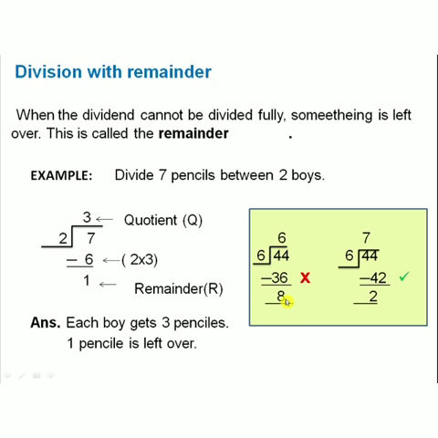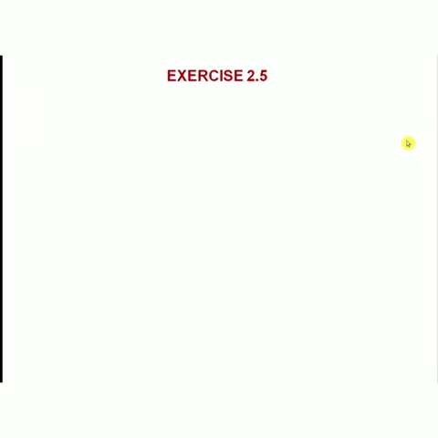the remainder is the biggest number and the divisor is a small number. So this is wrong. This is correct, because the remainder is a smaller number and the divisor is the biggest number. Divisor is the biggest number and remainder is the smallest number. So this is correct. Okay. Next we will learn some problems in exercise 2.5.